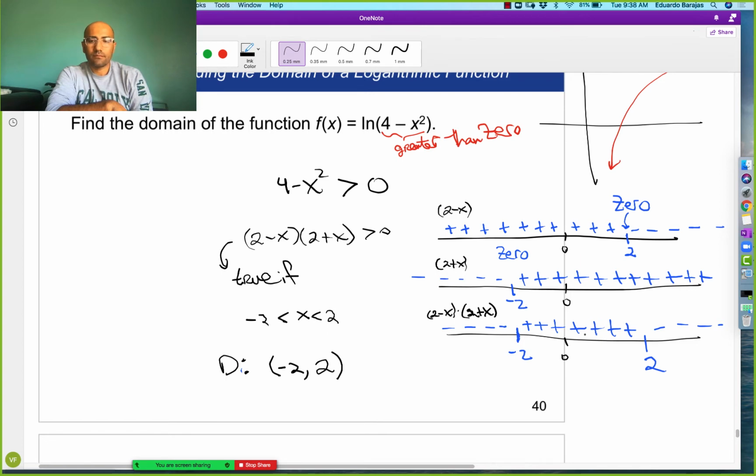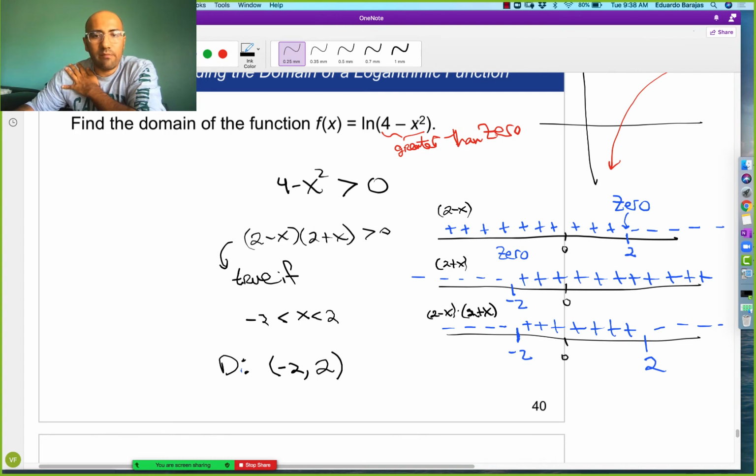Can you explain how you did the negative and positive on the number line again, please? Okay, so let me walk through this one more time. First of all, I want to know the domain of this function. The domain of any ln function must have an input that's greater than 0. I can't put a negative number in here. So whatever you choose for x, once we square it and take 4 minus the square of the input, this result must be greater than 0.